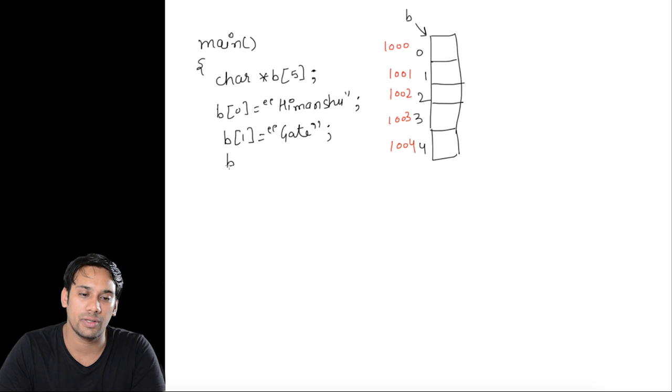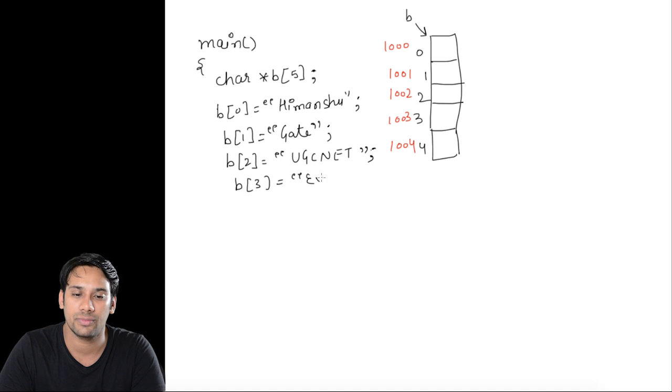Then I'm doing B2 is equal to UGC net. Okay. Then I'm doing B3 is equal to exam. If I'm doing B4 is equal to hello. Okay. Then how are all these strings stored in this array?